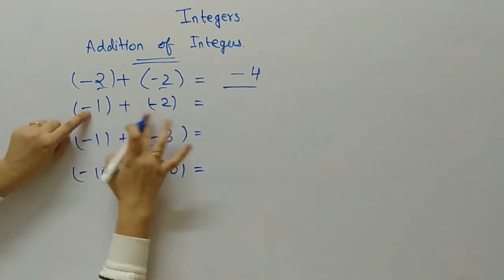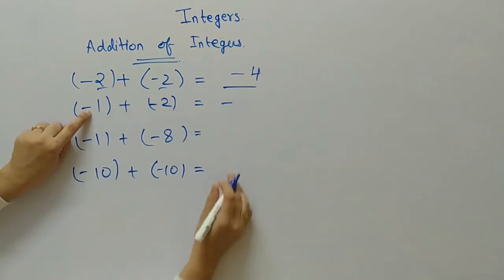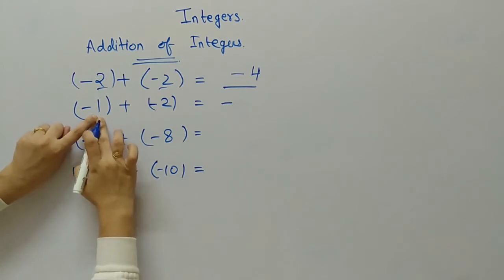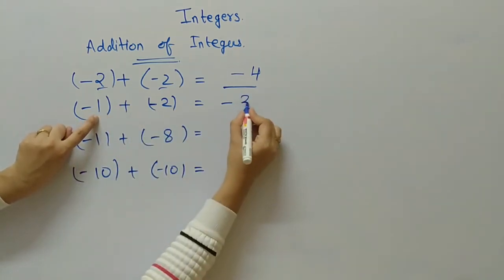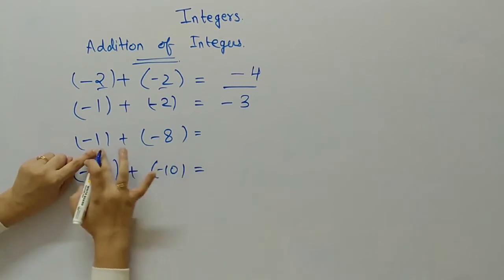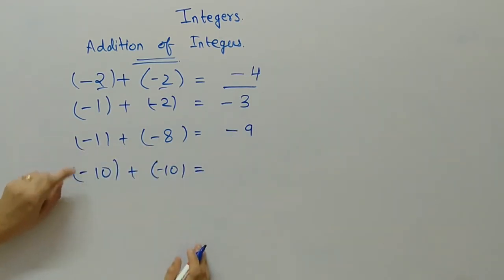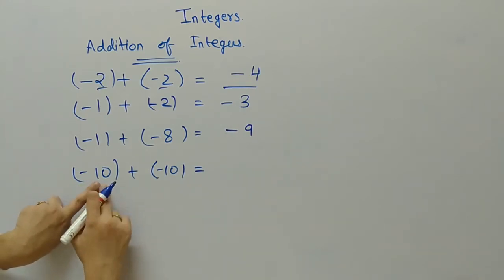So here both the integers are negative, so the sign of the integer will be negative. And now we will do normal addition. So 1 plus 2 is 3. 8 plus 1 is 9. And since both are negative, the answer will be -9.